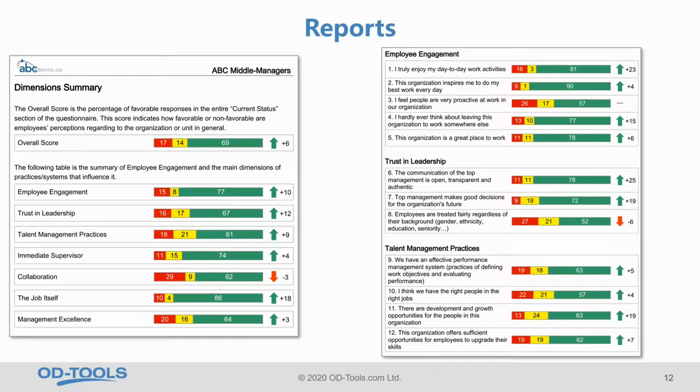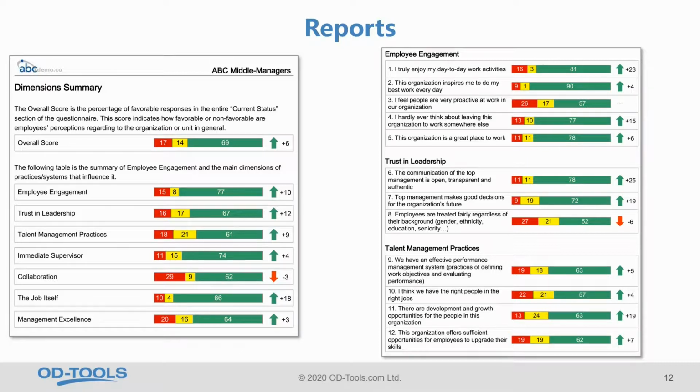The little arrow on the right shows the comparison to the benchmark. The benchmark is always defined, you can see. In this case, the benchmark was the company total average. And you see that the middle managers are 6% more positively responded than the total average.